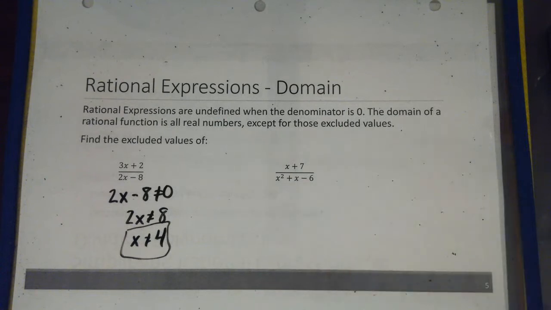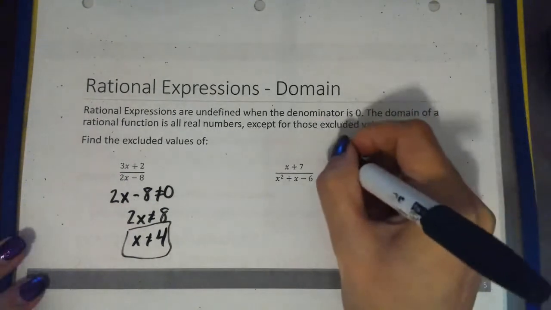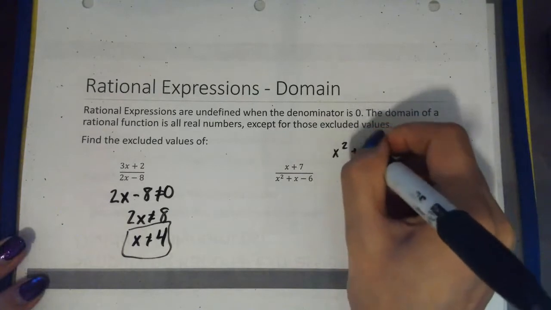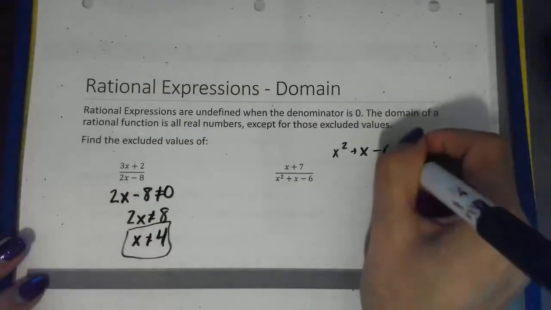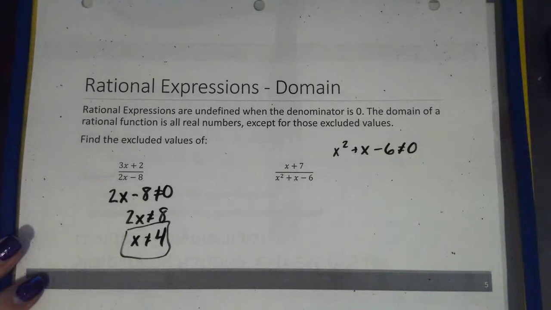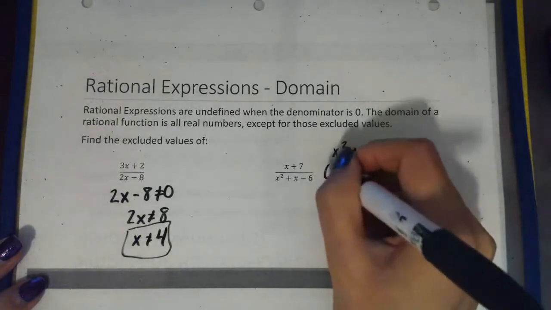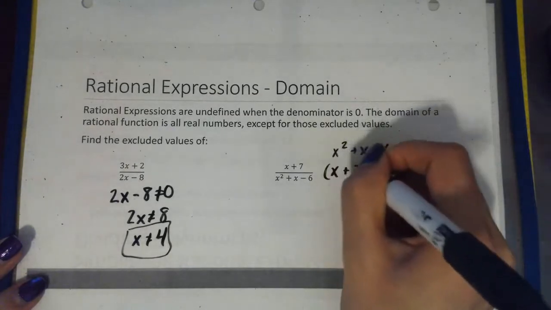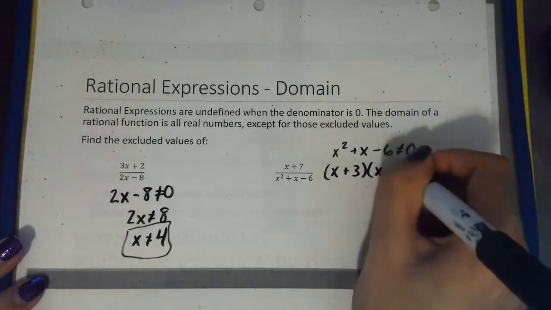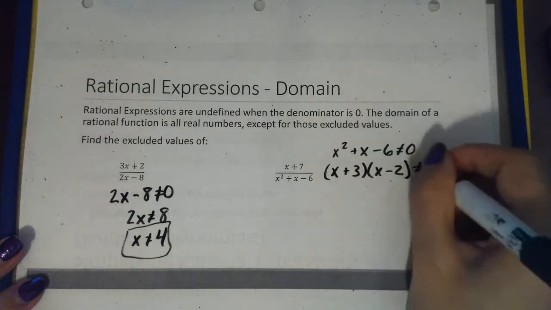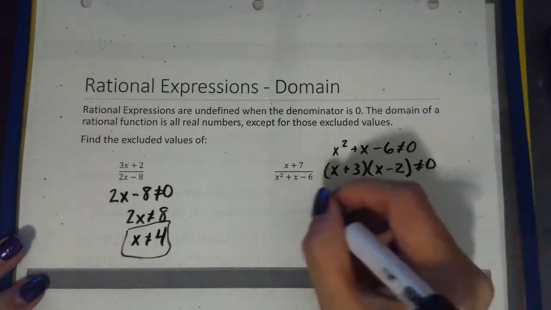In the second one, we're looking at x plus 7 over x squared plus x minus 6. Again, we know that the denominator cannot be equal to 0. So I'll say x squared plus x minus 6 cannot be equal to 0. That is a quadratic expression on the left-hand side, so I can factor it. That is going to factor into x plus 3 times x minus 2. That cannot be equal to 0.